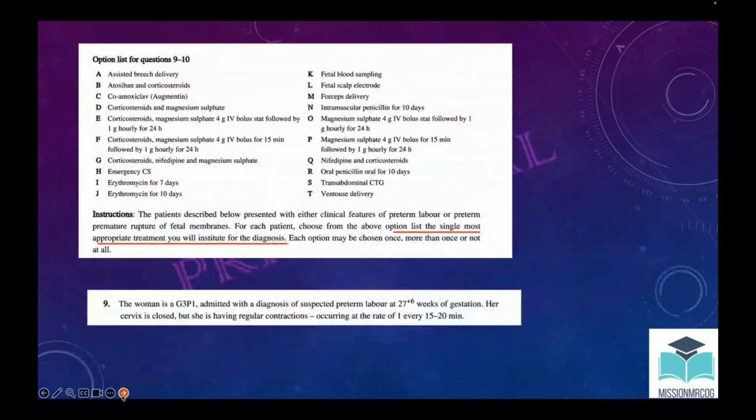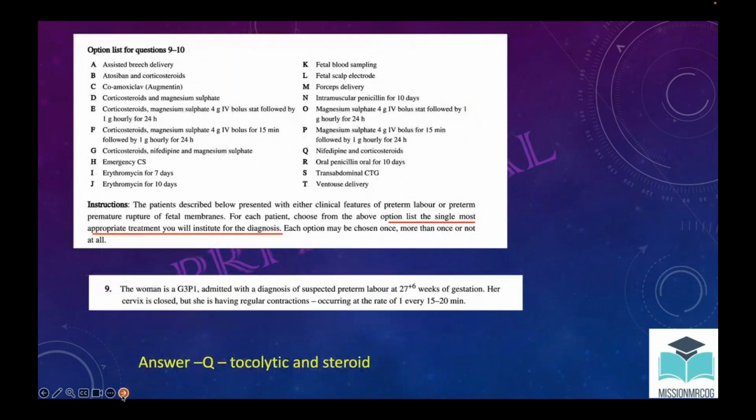So now, here the patient is admitted with suspected preterm labor at 28 weeks. Cervix is closed. Contractions are coming at a rate of 1 every 15 minutes. This is preterm labor management. What will you do at 28 weeks? Tocolysis and steroids. Yes, tocolysis and steroids, option Q. Option Q is the answer.